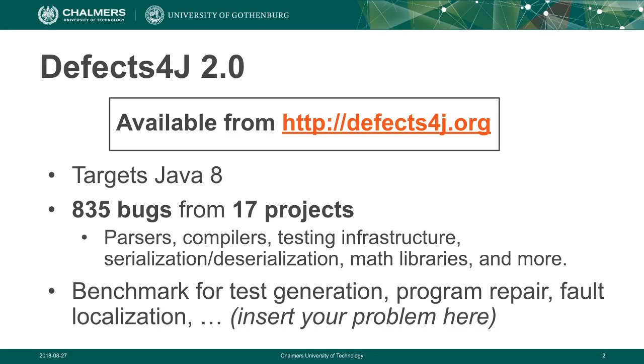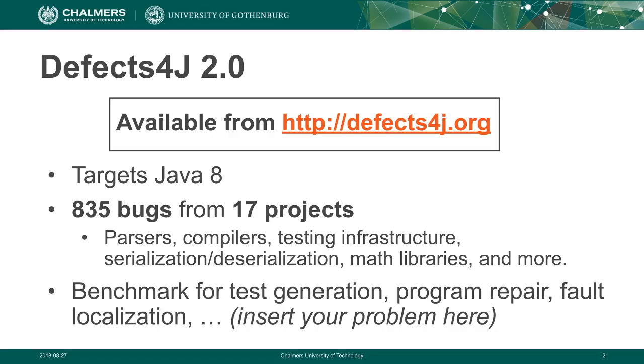Defects4J is a collection of reproducible bugs extracted from real-world Java software systems together with a supporting infrastructure for using those bugs. It's available at defects4j.org. And the current release 2.0, which just came out recently, targets Java 8 and contains 835 bugs from 17 Java software systems, as well as supporting infrastructure for conducting experiments in software testing and debugging research.